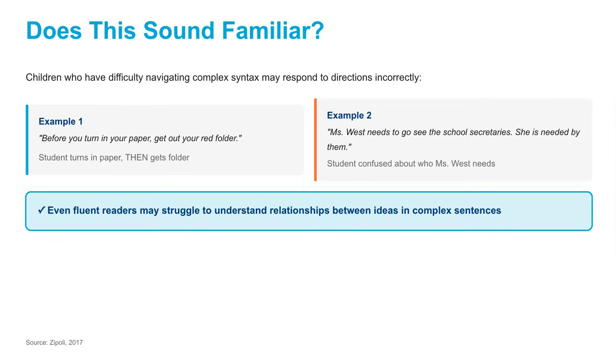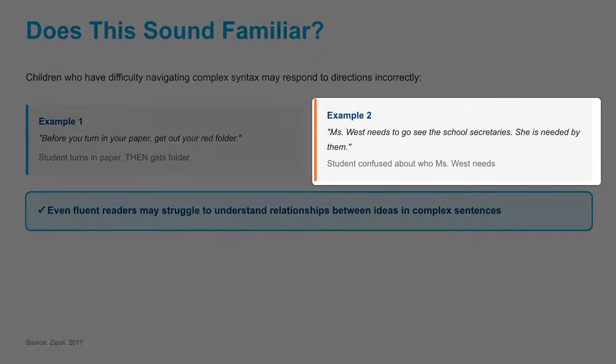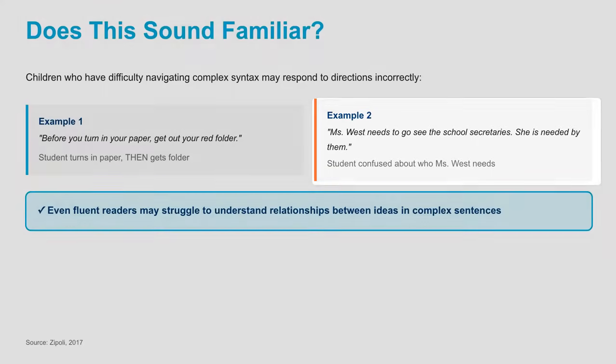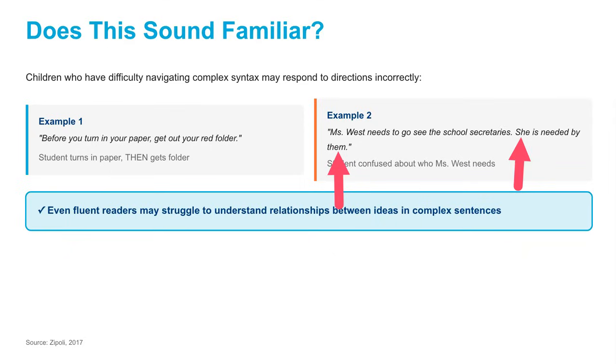Now, what about this example? Miss West needs to go see the school secretaries. She is needed by them. But the student doesn't understand who Miss West needs. Why? The referential pronouns she and them are confusing. They're not tracking who refers to whom.